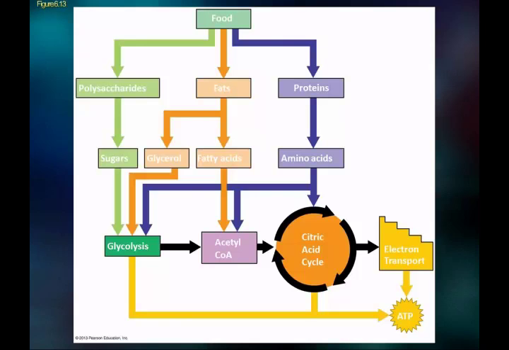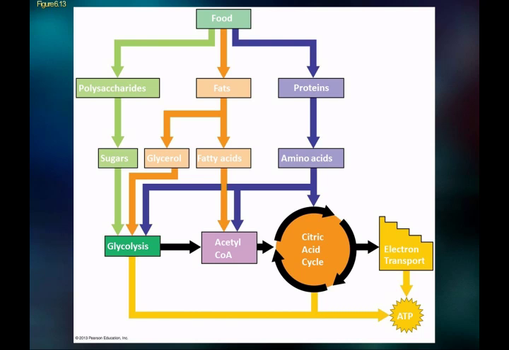If we look at this, they're all going to have a different type of processing. Some might be somewhat similar, but others are going to be totally different. Polysaccharides are broken down into sugars, right? Polysaccharides are those that have multiple sugars. And so all these sugars are going to go directly into glycolysis.